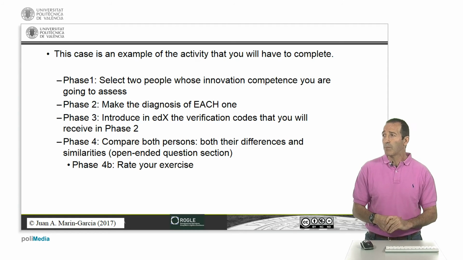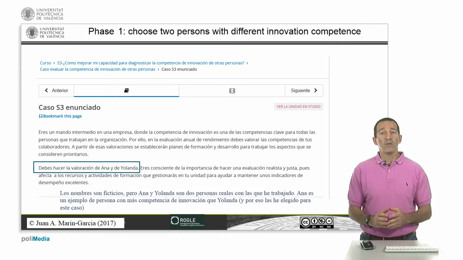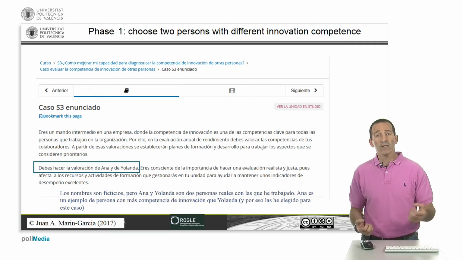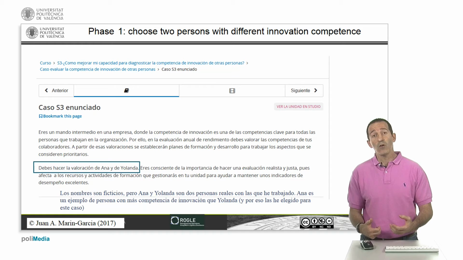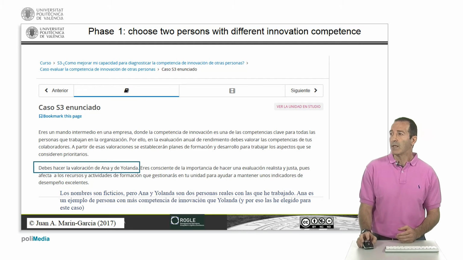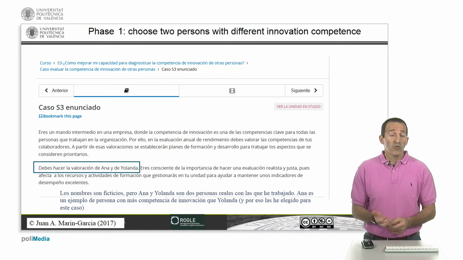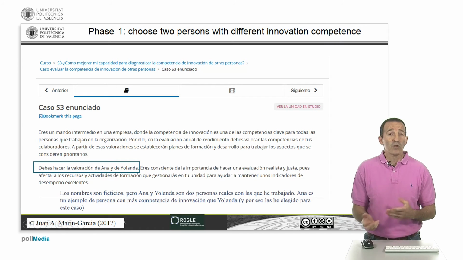These are the descriptions of the 2 people I'm going to assess. When you do this, you'll need to choose 2 other people, and ideally one will have a high degree of innovation competence, while the other will have much less. The bigger the difference, the better, because that will enable you to see these differences more clearly, and thus be able to compare and analyze them more easily. The 2 subjects in my example are real people. I work with both of them, but obviously I've changed their names. The one I've called Anna is much more innovative than the one called Yolanda.